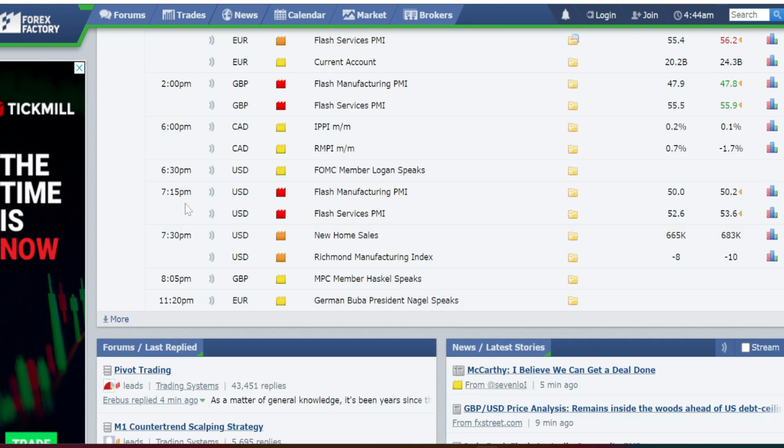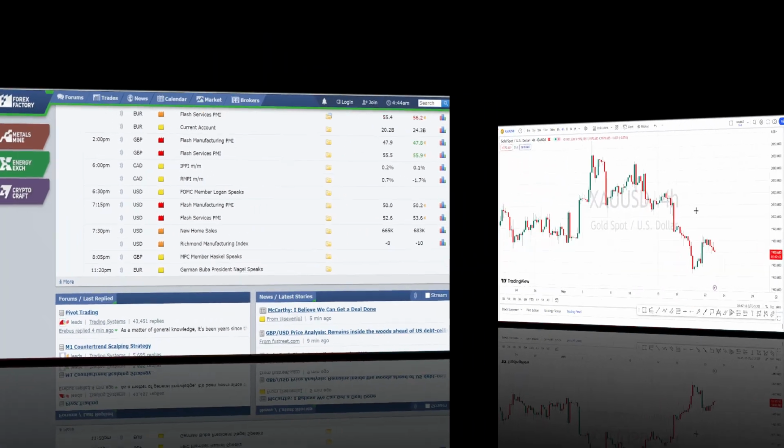So from 7:15 pm to 7:30 pm we have several high impacting and medium impacting news planned for US dollar related currency pairs. So we can expect lots of volatility in US dollar related currency pairs during these news hours. Let us begin with our gold analysis.